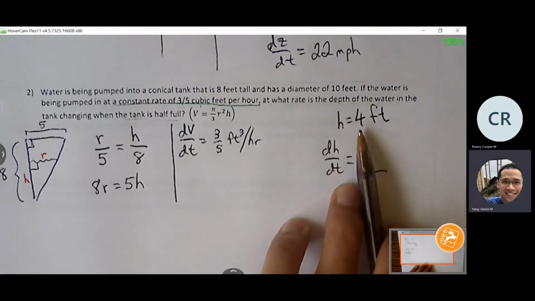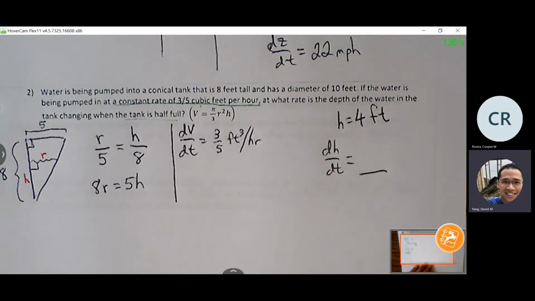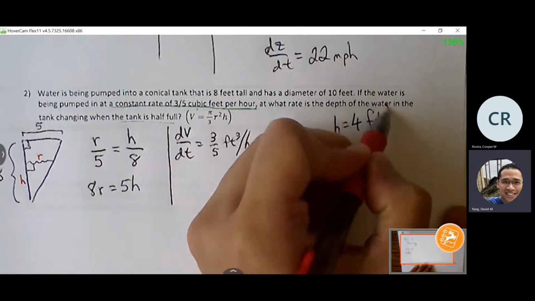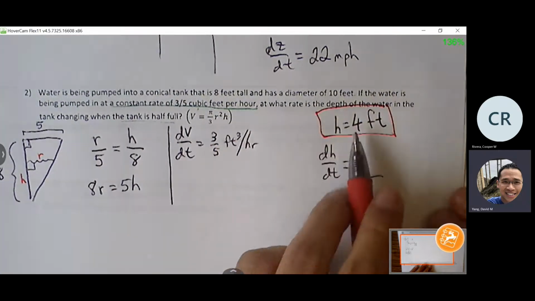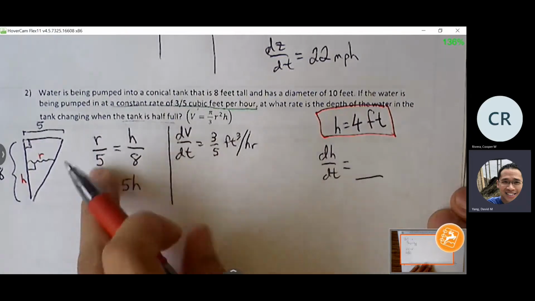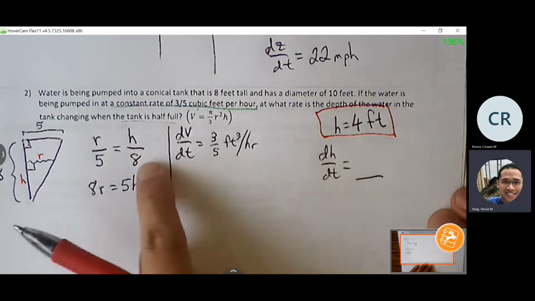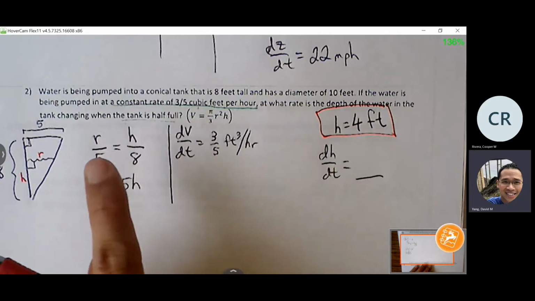Yeah, careful with this 4 feet. This is a moment in time. We don't want to use this too soon. One of the biggest mistakes I see is students want to use this at the beginning. But if we put it in the beginning, then we're saying that the height is never changing.